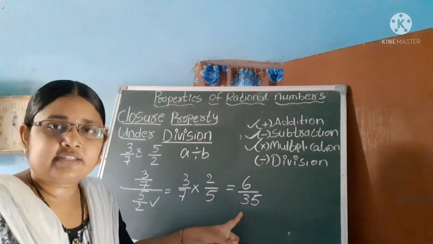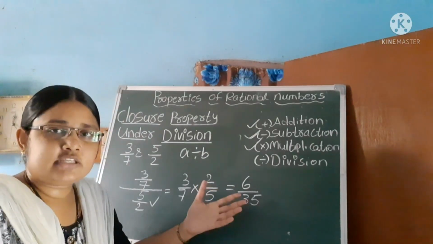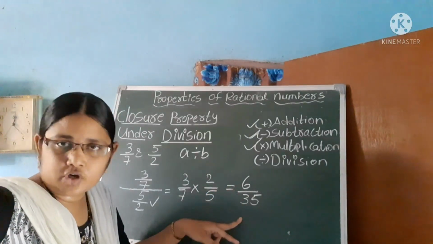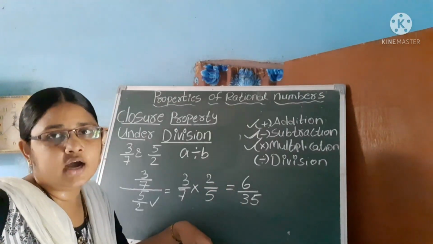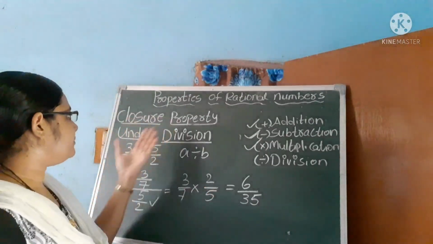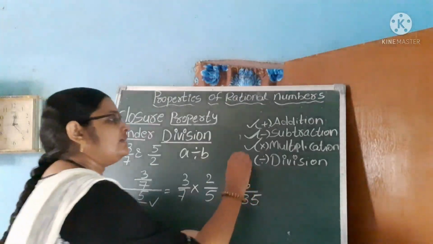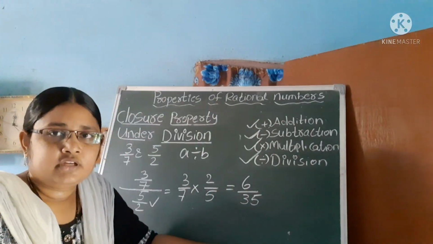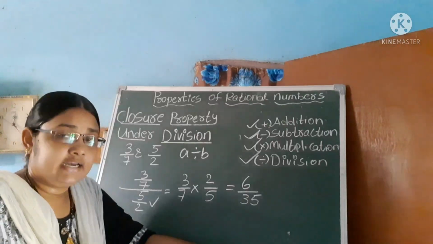Tell me, is 6 by 35 a rational number? Yes, of course, it is a rational number. It is in the form of P by Q and Q not equal to 0, and P and Q are integers. Is it clear? So from this, closure property is satisfied for division also. Am I correct? Division also? Okay, let us check one thing.